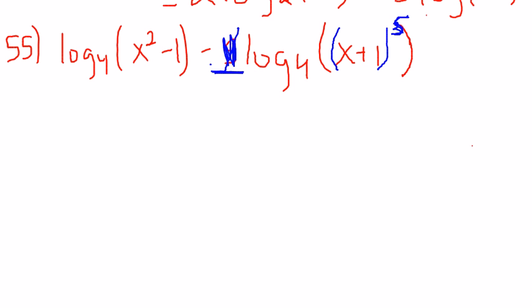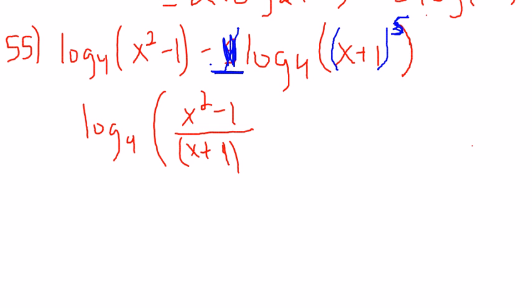Okay, so now I'm going to combine them. And I'm going to write log base 4, with a fraction bar. I get x squared minus 1 in the top, and then x plus 1 to the 5th in the bottom. You could wind up stopping here, and it would be wrong.